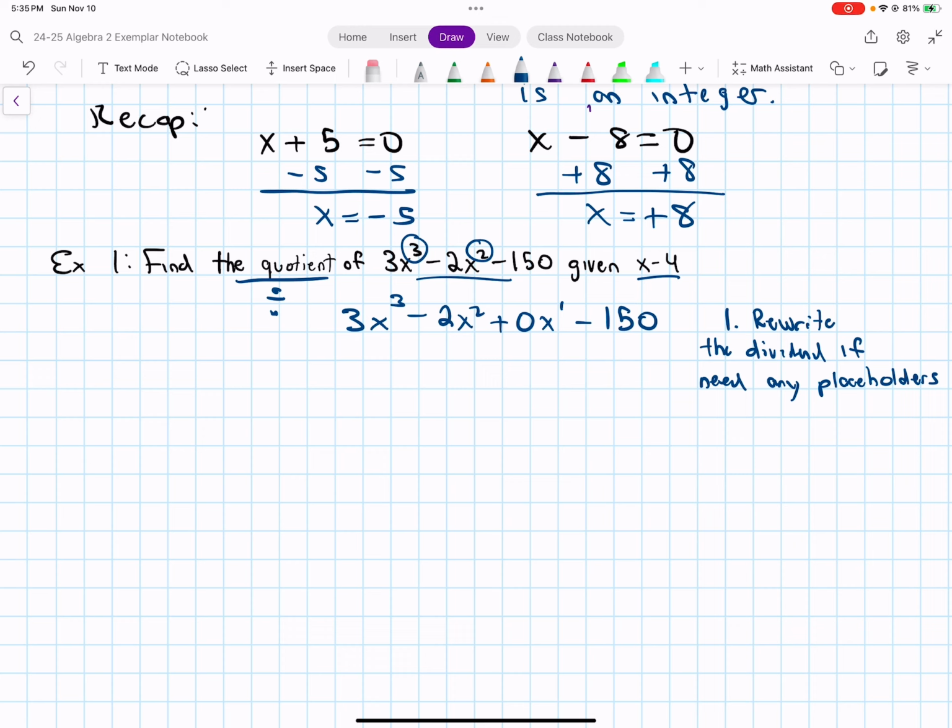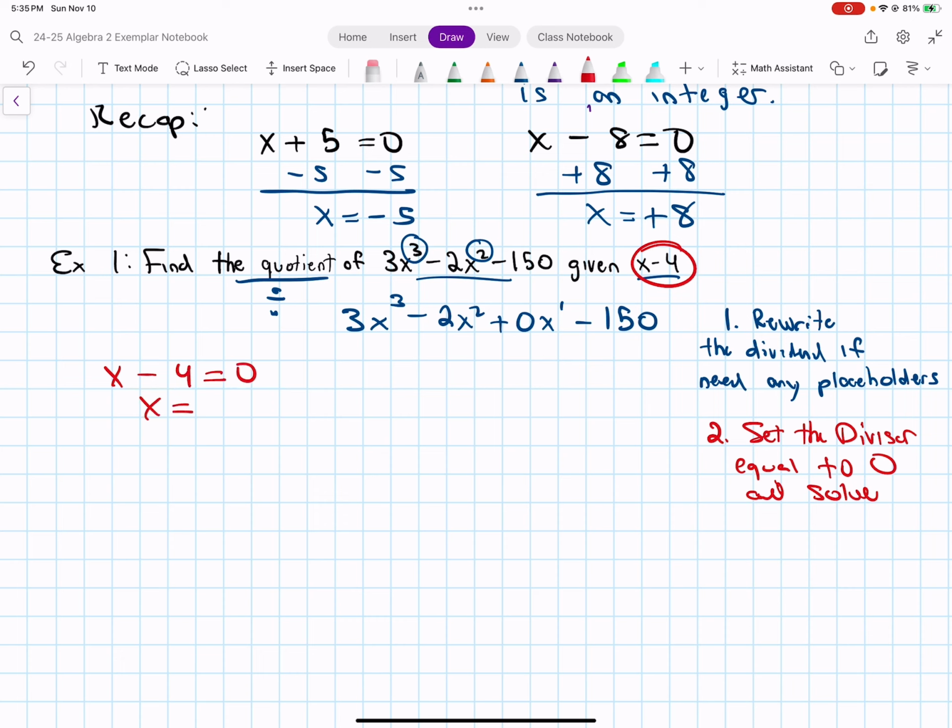That is our dividend. Our second step is to set the divisor equal to 0 and solve. So x minus 4 set to 0, and therefore the solution of that divisor is +4.